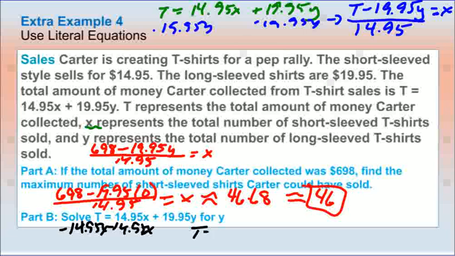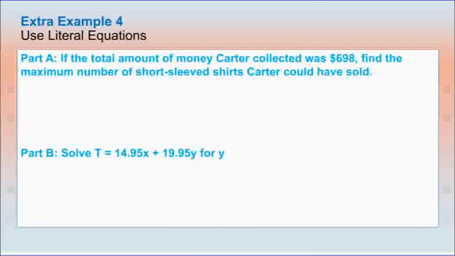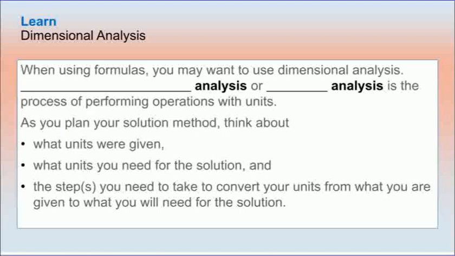So now I have t minus 14.95x. And then I'm going to divide that by 19.95. And that's what y equals. Here it says, so this is just giving me more space of what I had before. Since I've already done that one, we're just going to move on to our next part.